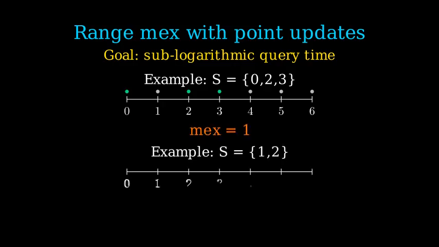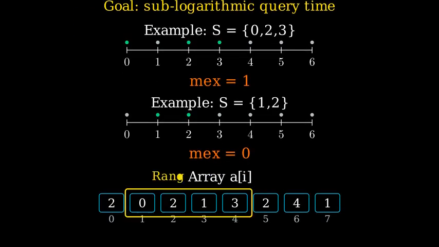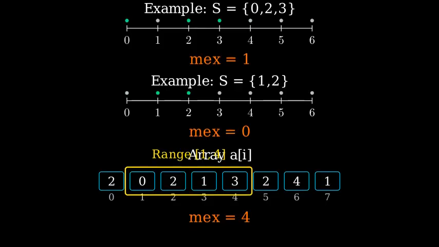Second set, 1, 2. Now, a range MEX query on an array chooses a subarray, collects the values that appear there, and reports the smallest non-negative integer not present. Here is an array. We query the range 1 to 4, inclusive. The values in that range are 0, 2, 1, and 3, so the MEX is 4.